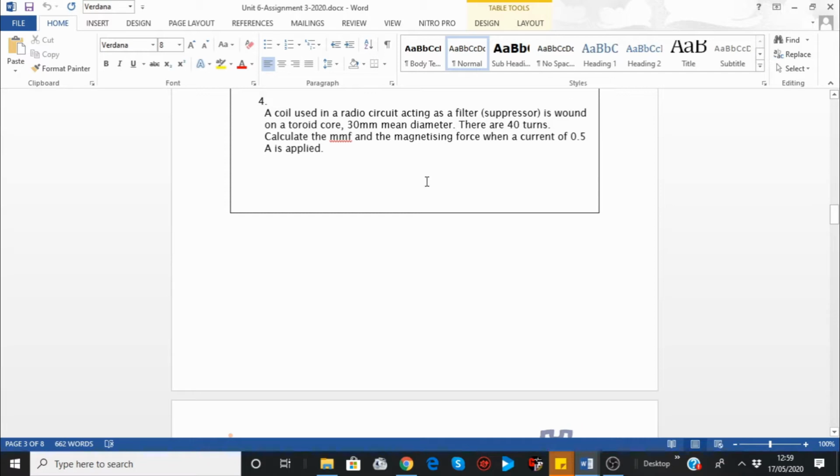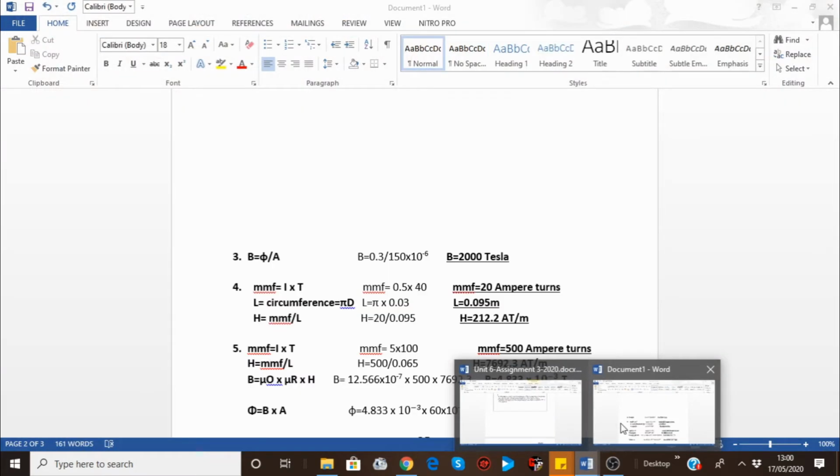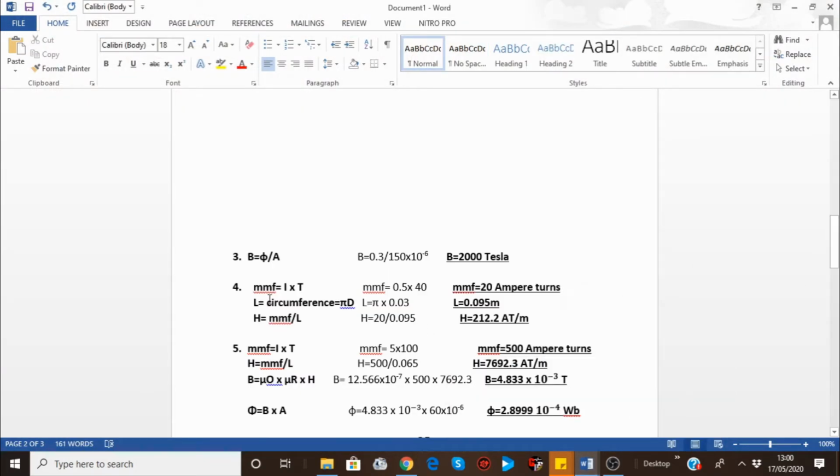There are 40 turns. Calculate 40 turns of the coil, and that's number of turns, so that's T, or in some documents they say N. Calculate the MMF and the magnetizing force when a current of 0.5 amp is applied. So that's again very easy. MMF, the formula for MMF is I times T. I is given 0.5, number of turns is 40, and MMF is 20 ampere turns.